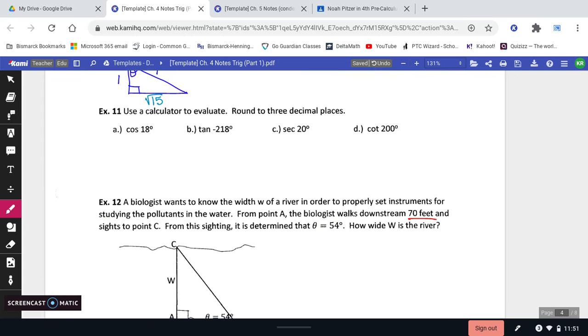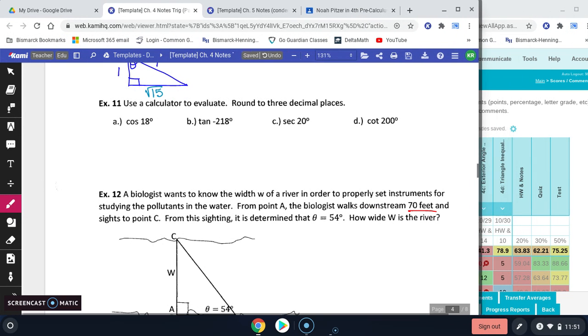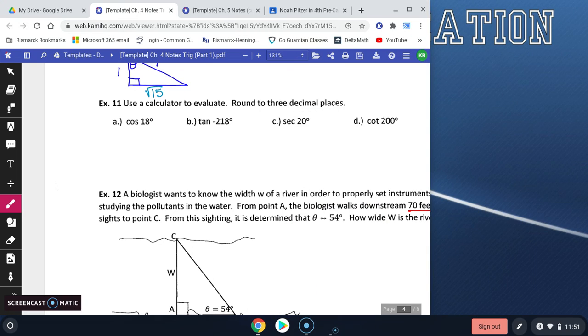Okay, next, calculator. So let me get my graphing calculator. Give me just a second. Okay.